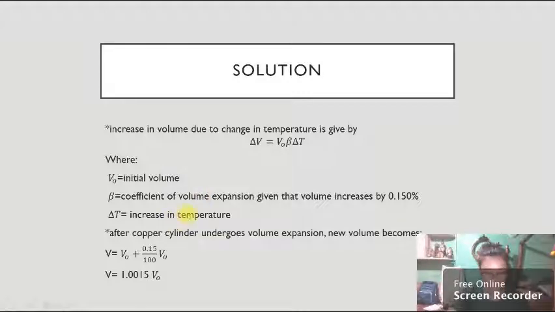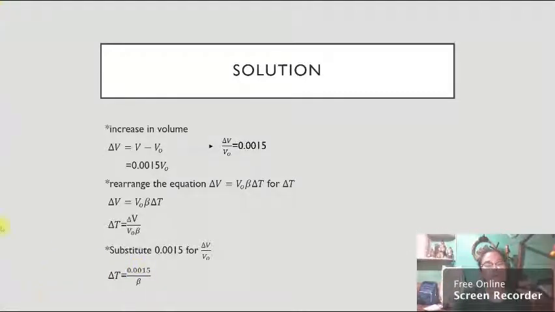After the copper cylinder undergoes volume expansion, the new volume becomes V equals V sub 0 plus 0.15 over 100 V sub 0. So we're going to get an answer of 1.0015 V sub 0. The next step is we're going to look for the increase in volume. So our earlier equation, delta V equals V minus V sub 0, will yield delta V over V sub 0, which is equal to 0.0015.